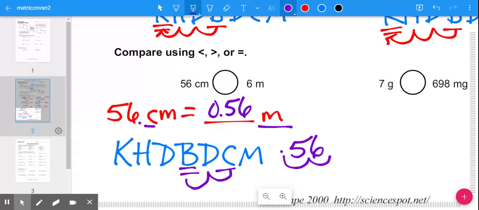So which one is greater? 0.56 meters or 6 meters? Obviously, 6 meters is greater. So 56 centimeters is less than 6 meters.